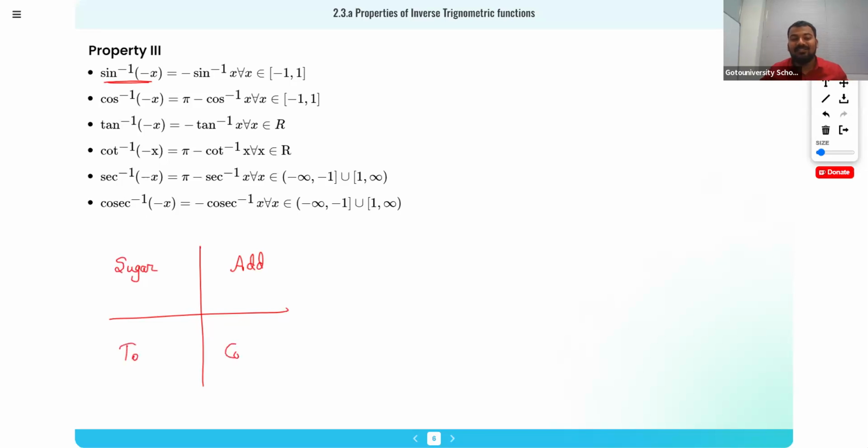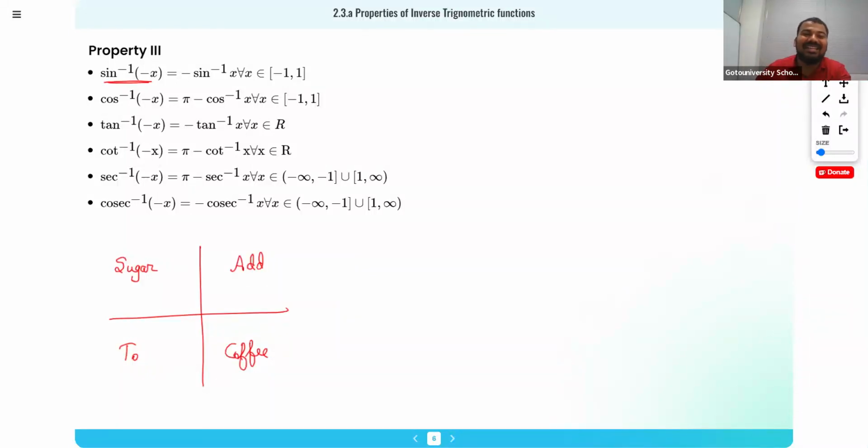Always remember this. Whenever they are going to talk about an angle with a negative sign, or with a value which is greater than pi, what you have to do? You can solve, but before solving, add sugar to coffee. Your problem is solved, isn't it? It's a very simple thing. Add sugar to coffee before solving any problem. Your problem is solved, isn't it?